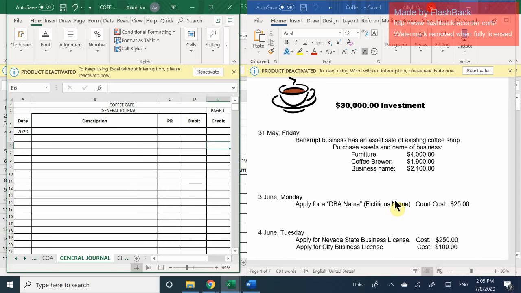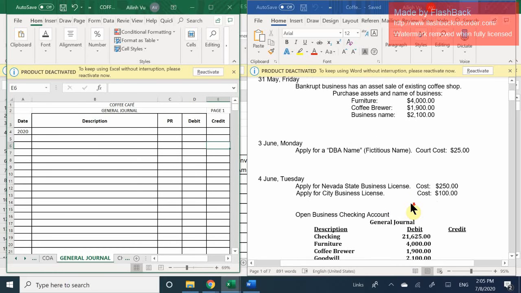So what happened on the 3rd of June? We're already going to court. We're going to go to court to apply for a name change. That is correct. Right now we bought the business name. Now we're going to court to change that name because we want to name it Coffee Cafe. They're going to charge us $25 for that. Okay, great.